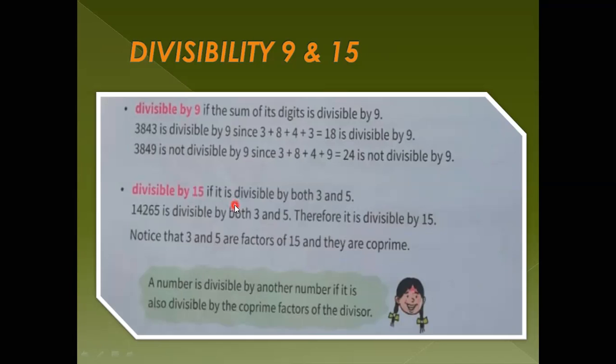Next, see 15. It should be divisible by both 3 and 5. You have to check that the given number is divisible by both 3 and 5. See here, for example, 14,265 is divisible by both 3 and 5. So therefore it is divisible by 15. Notice that 3 and 5 are factors of 15 and they are co-prime also. So a number is divisible by another number if it is also divisible by the co-prime factors of the divisor.